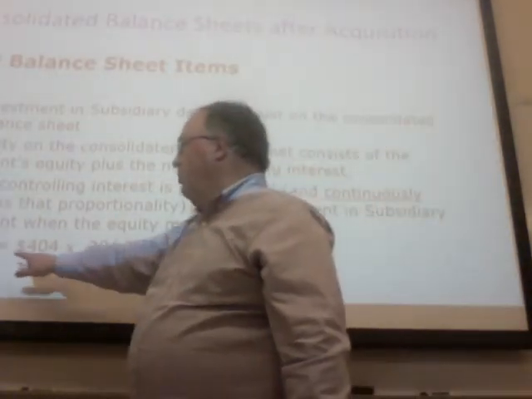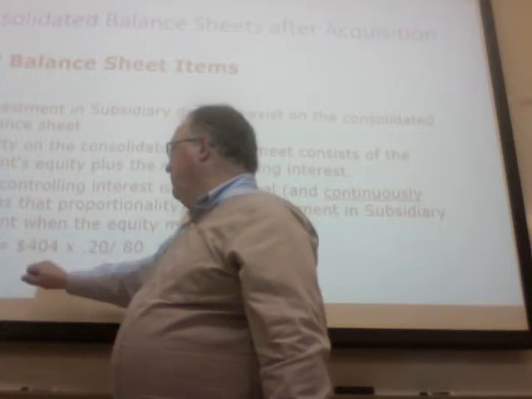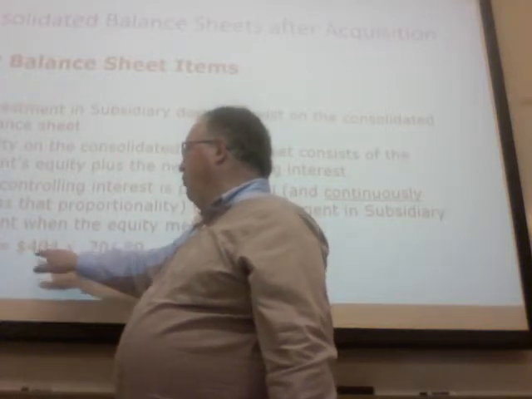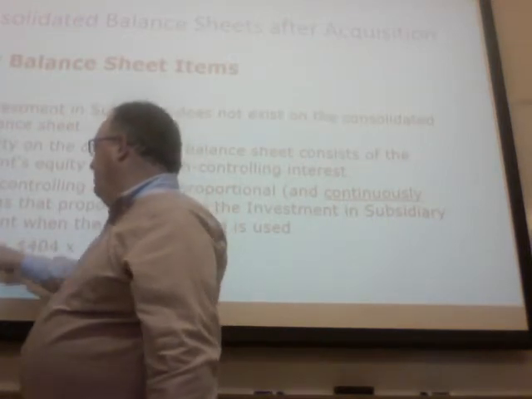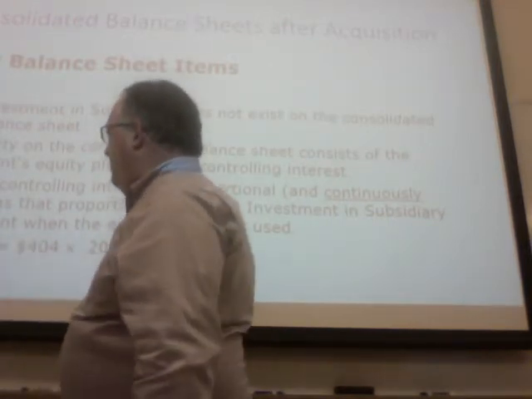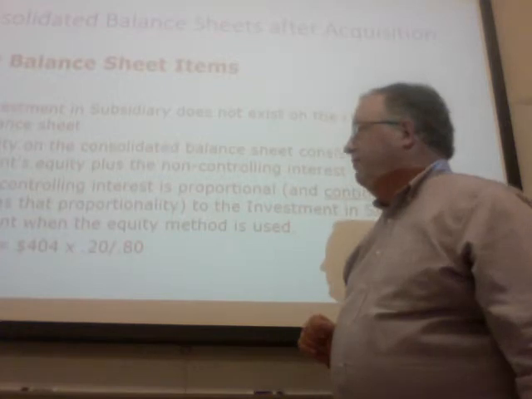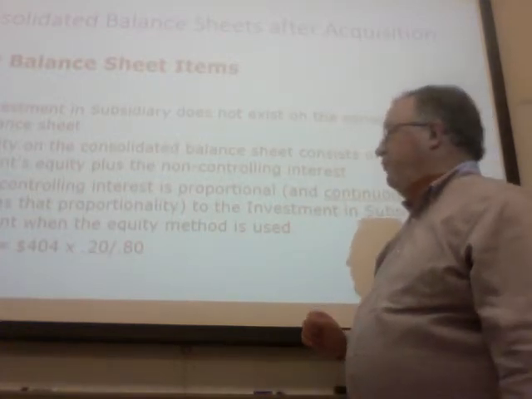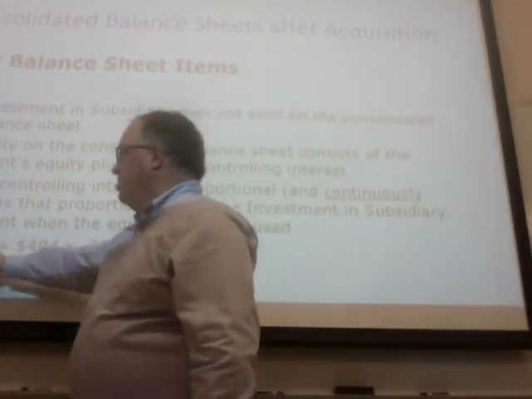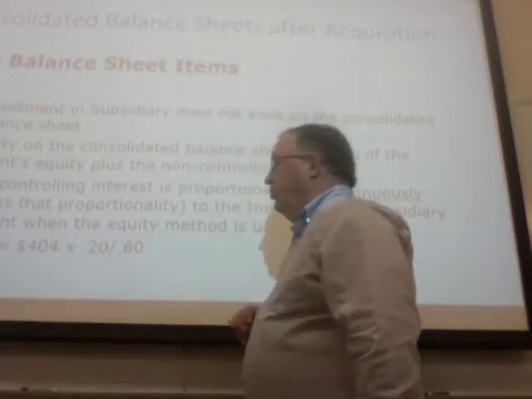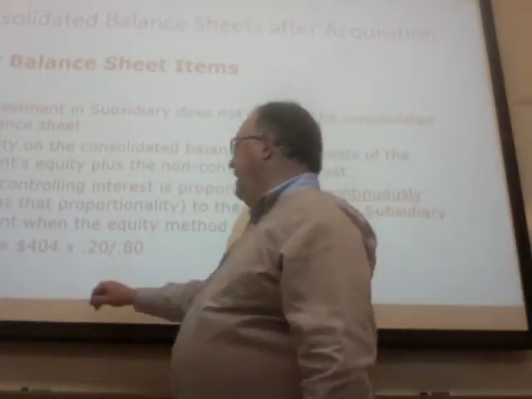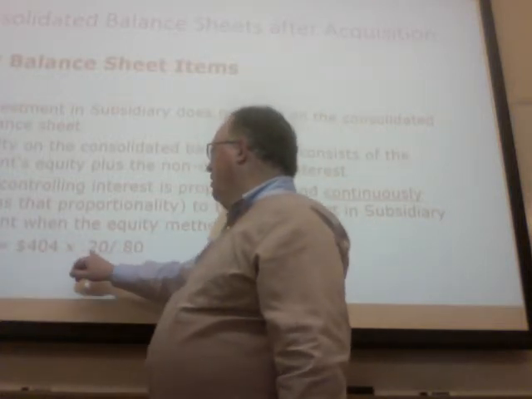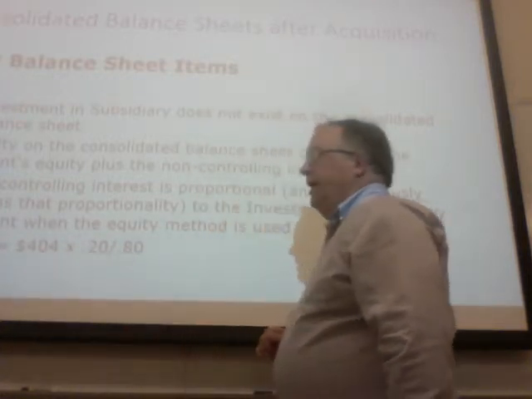This is how that 101 equals the 404 proportionality, the 20/80, is maintained here. Total fair value equity of Sigma is 505, 20% of it belongs to the non-controlling interest, 80% of it belongs to 404. We can also get there mathematically by taking 404 times 20 over 80.